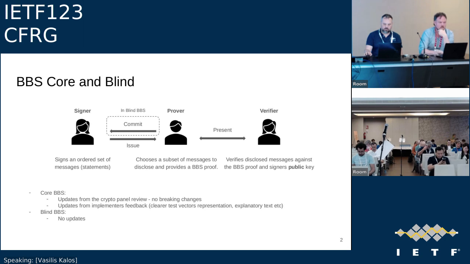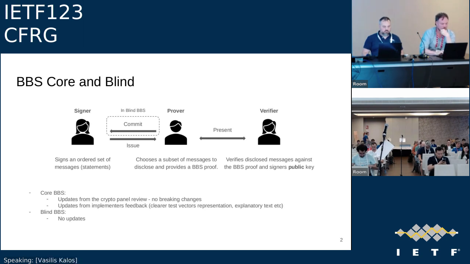Cool. So just going to talk about some updates on the BBS signatures documents. There are essentially 3 documents. The first 2 are the core scheme, the core BBS signature scheme, and then a blind signature extension. The core scheme just describes a way to issue signatures over a set of messages and then create zero knowledge based presentations from those signatures. The blind extension defines a way for the prover to commit to a set of messages to be included on the signature without the signer knowing them.